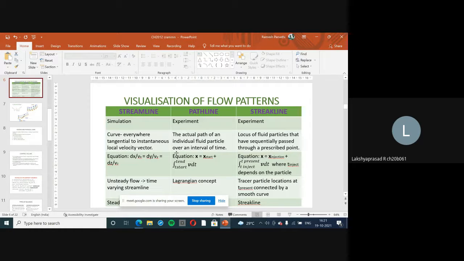And finally, to finish it off, steady flow. In case of steady flow, what we'll observe is that streamline, path line, and streak line will be one and the same.